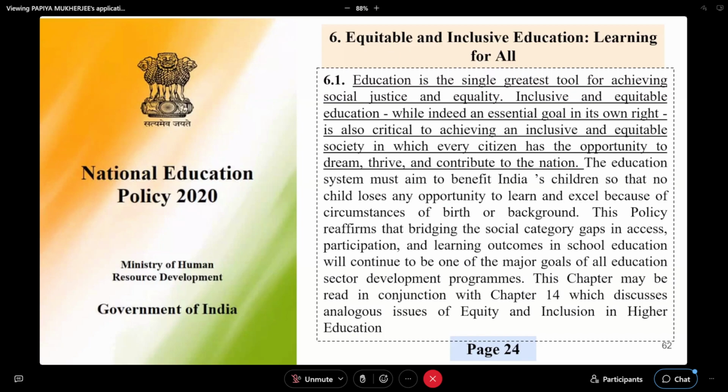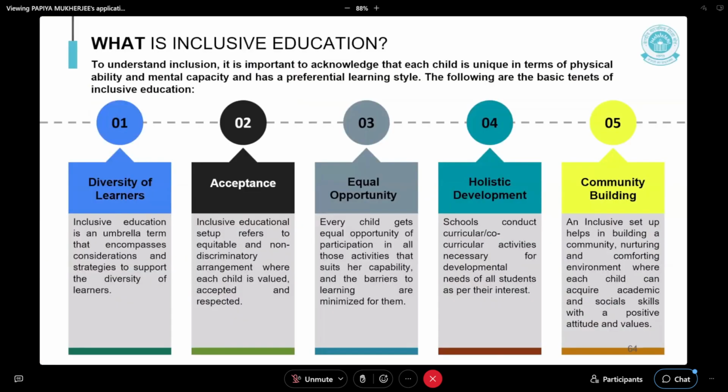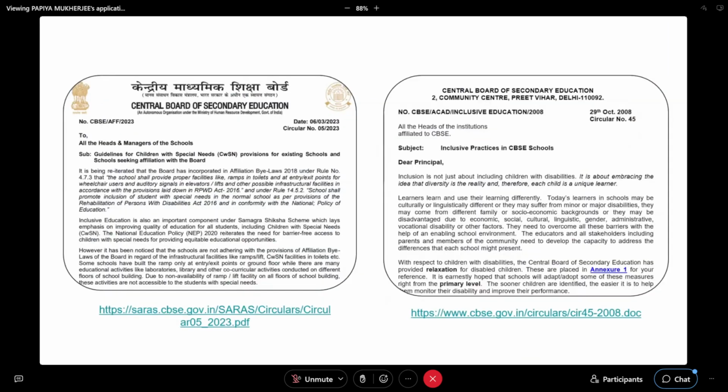Education is the single most powerful tool through which an inclusive society can be developed, where every citizen has the opportunity to dream, thrive, and contribute to the nation. And it is our responsibility to see that no child loses any opportunity to learn and excel because of circumstances of birth or background. The various CBSE circulars on that are there.